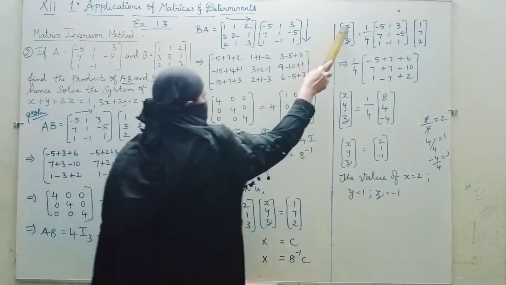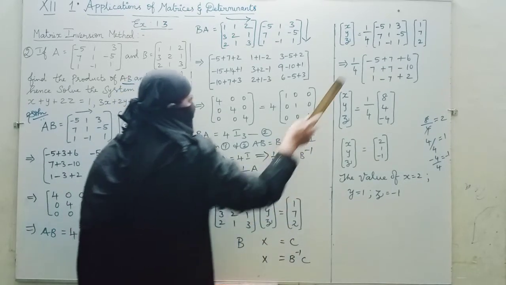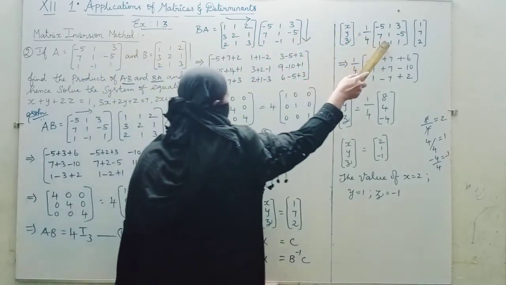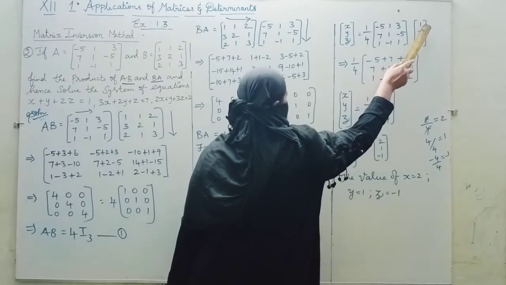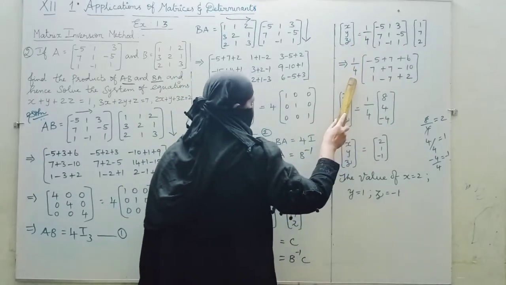XYZ. So XYZ, B inverse is 1 by 4 times of A. So 1 by 4, what is the A value? You can take and write the A value. What is the C value? 172. The constant only will be C. So 172. Now as usual procedure, this 1 by 4 as it is, you can keep it outside.